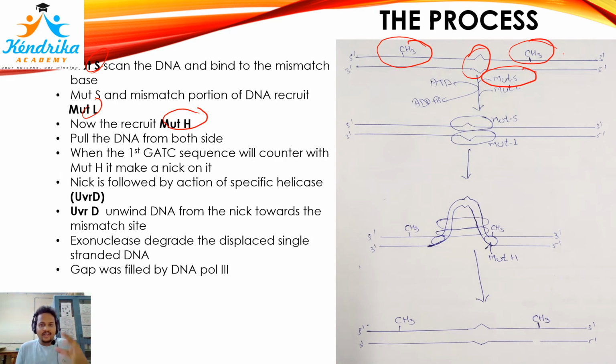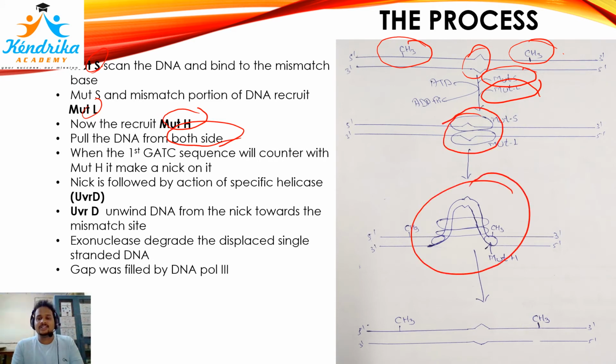When it finds it, it will bind to the particular lesion, then it will recruit mut-L. First it binds to the lesion, then it recruits mut-L. Both now come and form a complex. Then what happens, they pull the DNA from the two sides. On both sides they pull this DNA. You can see this is the mut-S mut-L complex. They pull the DNA, so there is a formation of a loop.